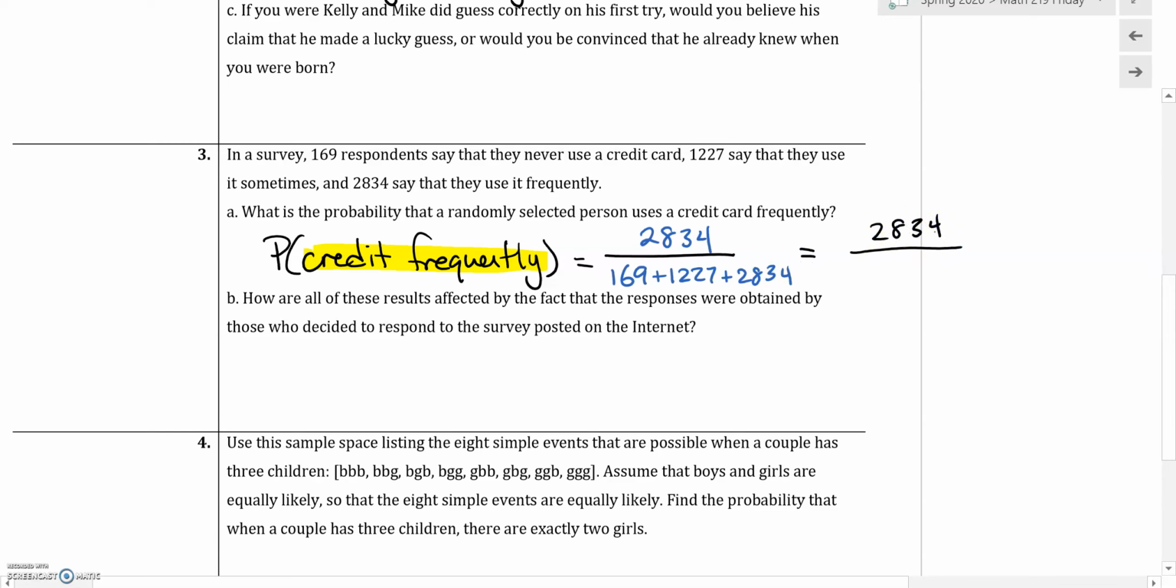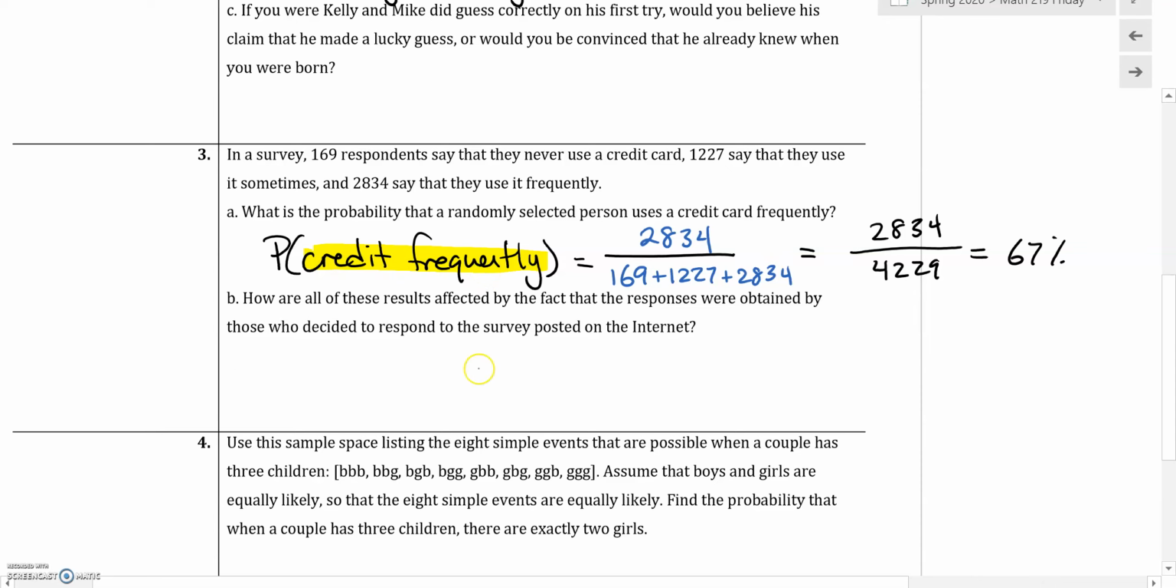2,834 over 4,229. Which comes out to 67%. 67% of respondents said they use credit cards frequently.